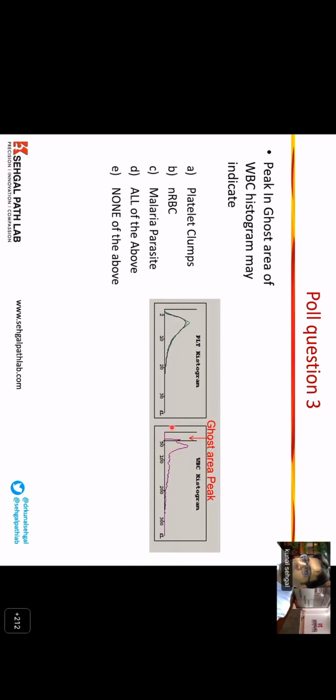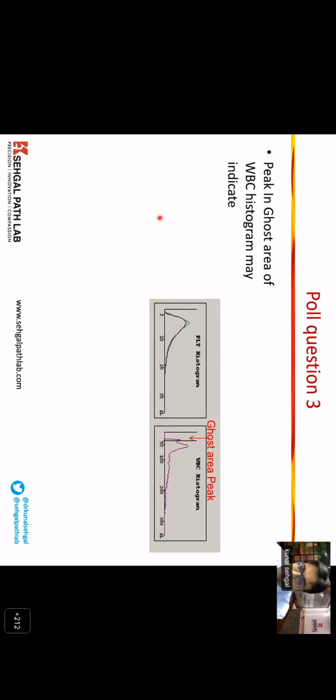The platelets are not lysed because the size difference between platelets and WBC is so high. They normally do not interfere in the WBC count, only when there are platelet clumps. The only RBCs that interfere are those that are not lysed, that means nucleated red blood cells. If there are giant gametocytes or parasites, they become the size of a lymphocyte and may interfere. Hence, the answer to this was all of the above.